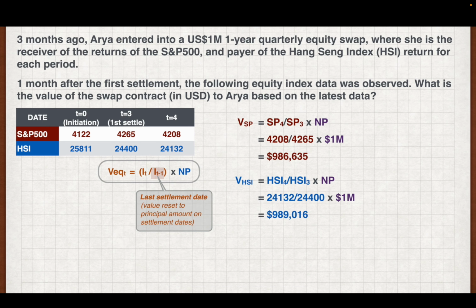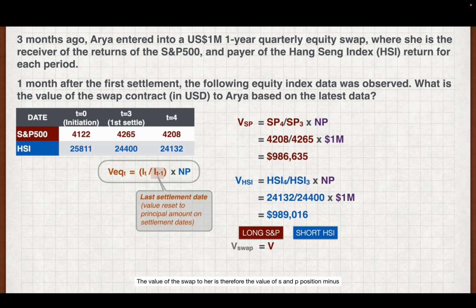As Aria is the S&P return receiver, she is long S&P and short HSI. The value of the swap to her is therefore the value of S&P position minus the value of HSI position. This works out to minus $2,381.